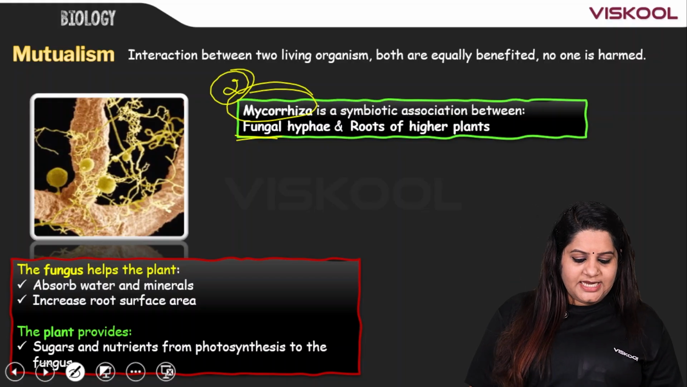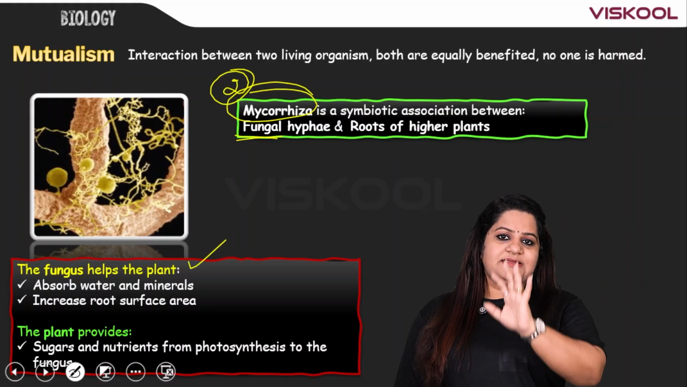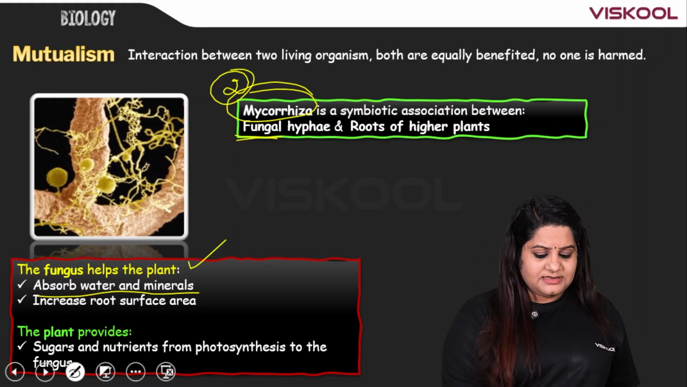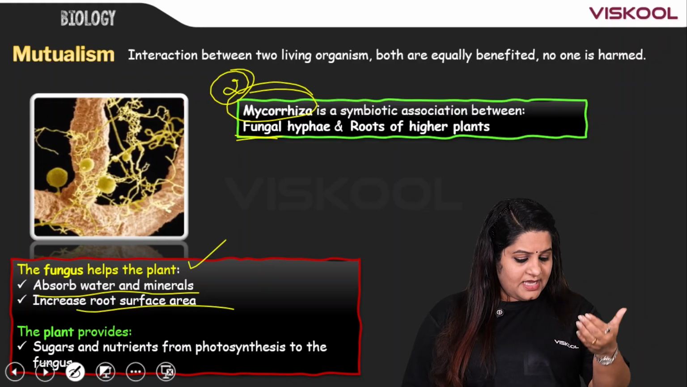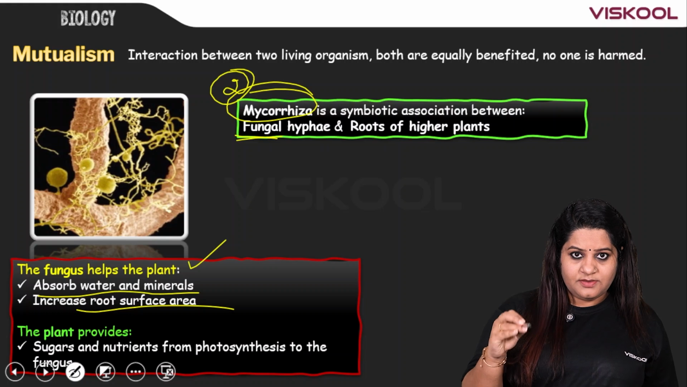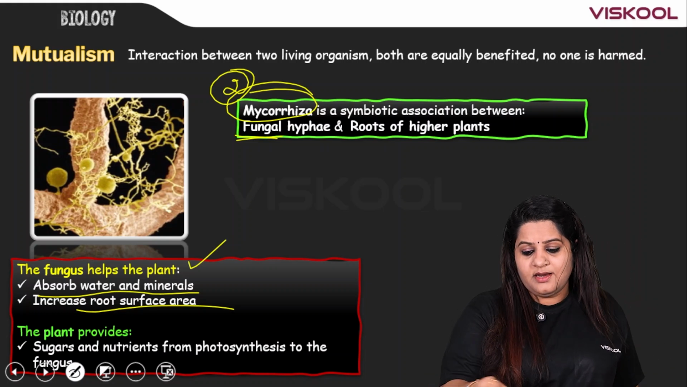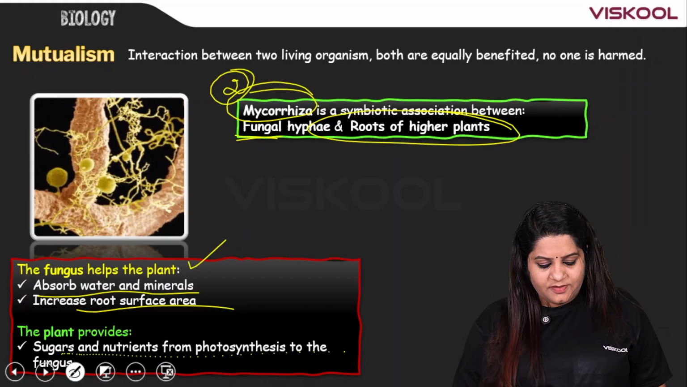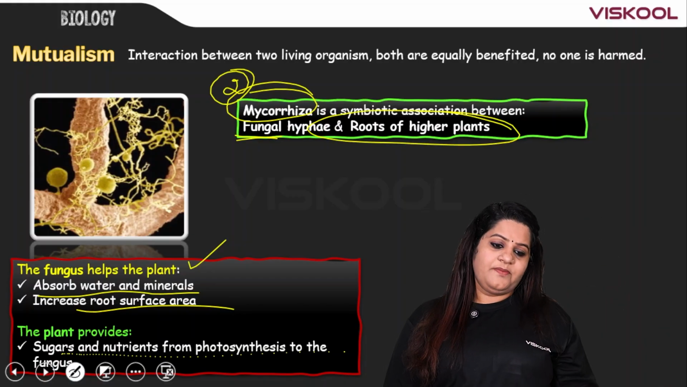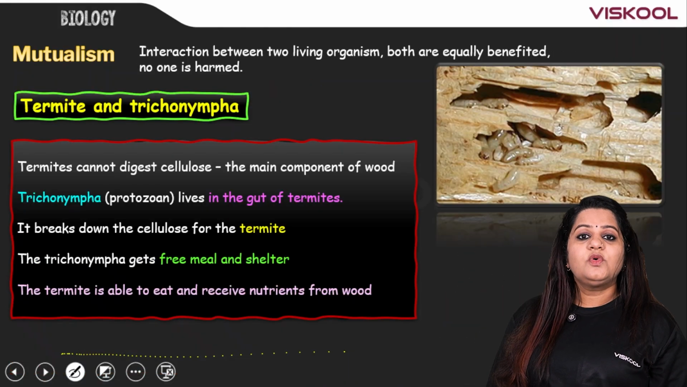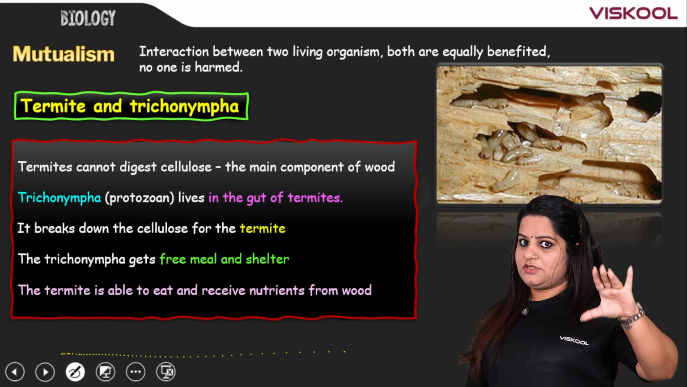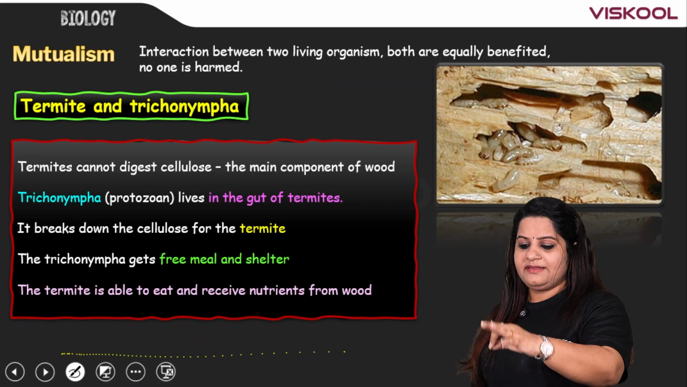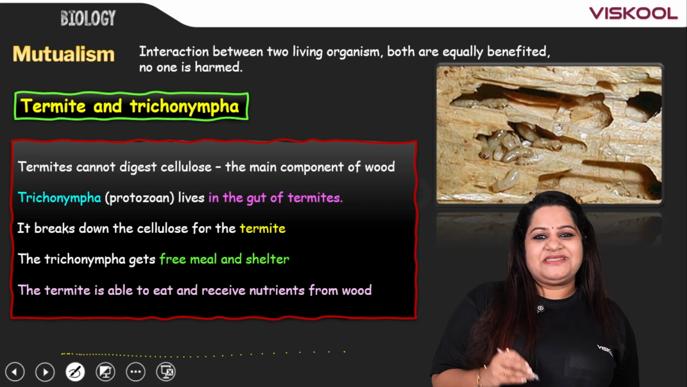Okay, so my dear children, listen. The fungus part, what does it do? It absorbs water and minerals and also increases the root surface area. Second one, the plant, what is it providing? The roots of higher plants are providing sugars and nutrients from photosynthesis. To whom? Fungus. So first one, you know what it is, lichen. Second one, mycorrhiza. And the third one, see, termite and trichonympha.